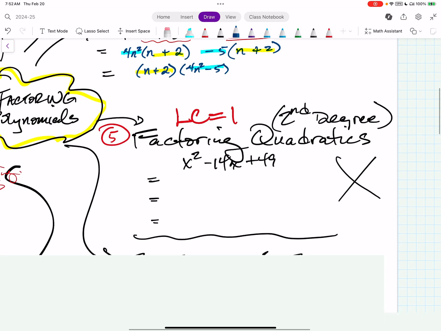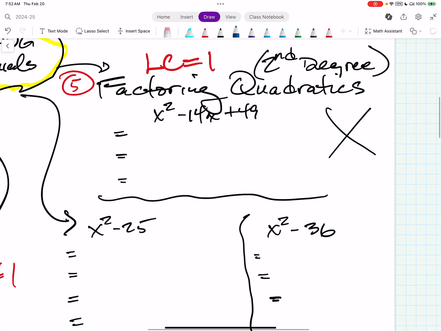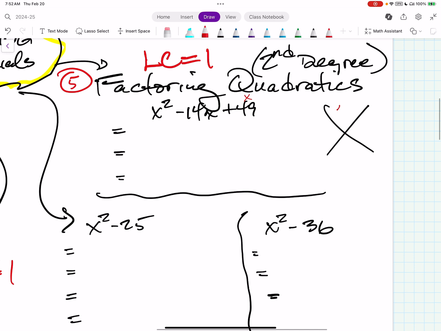Okay, now let's switch to trinomials where the lead coefficient is 1. All right, factoring quadratics, which are second-degree trinomials. Okay, so x squared minus 14x plus 49. So here we want to figure out what two numbers multiply to 49, so I'm going to put a times symbol up here, and add to -14. And we got to play this little number game here.